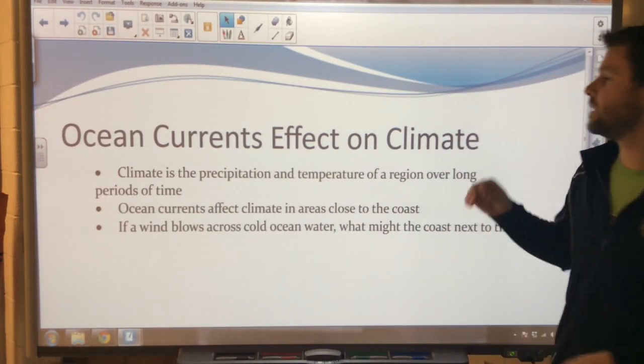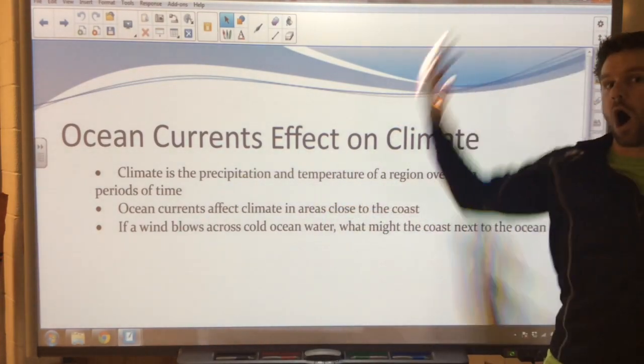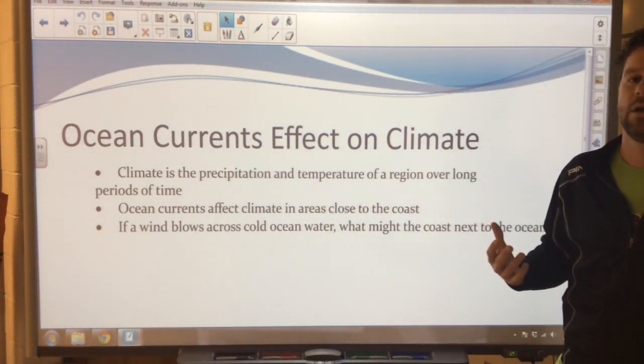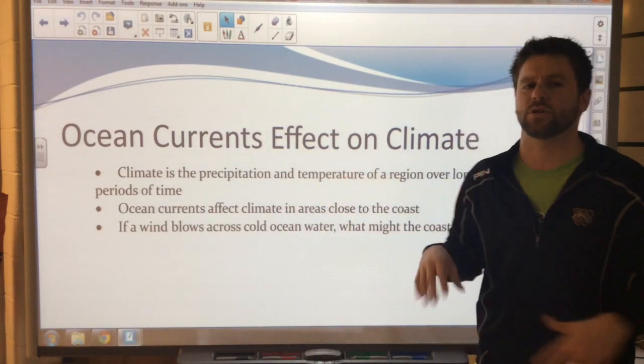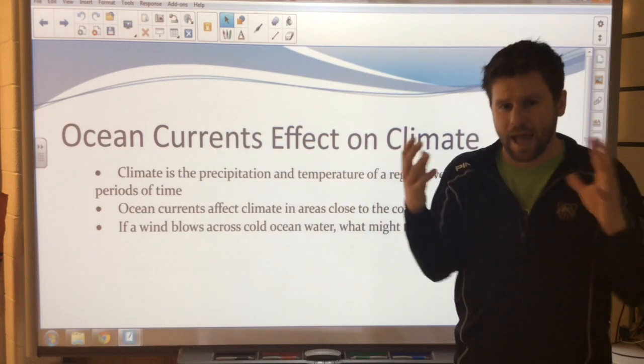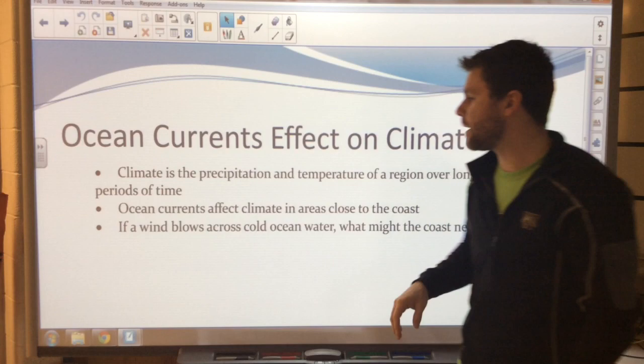Ocean currents affect on climate. Climate is the precipitation and temperature over a long period of time, right? When we define climate, we look at the average rainfall and temperature of a region over a long period of time. That's what determines the climate. Weather is the day-to-day change, okay?